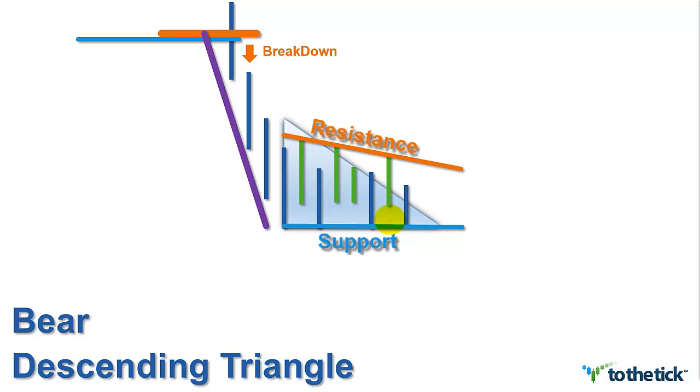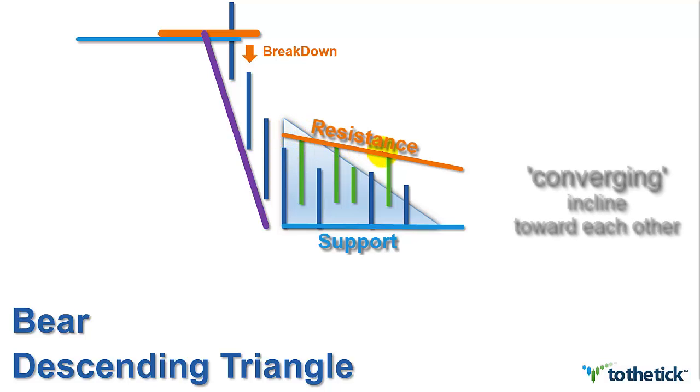Does it follow the same structure? So what is that structure? Well, the horizontal line of support on the bottom, okay? And the upper line of resistance is tilted towards or inclined towards that lower line of support. So those two lines are converging. That's what they call it. Converging simply means that the lines are inclined toward each other.